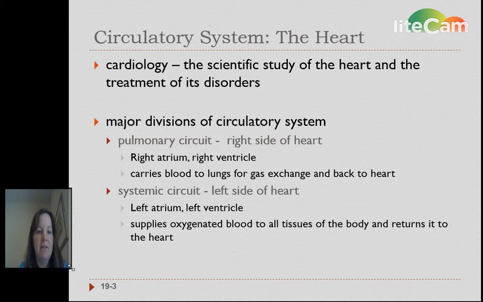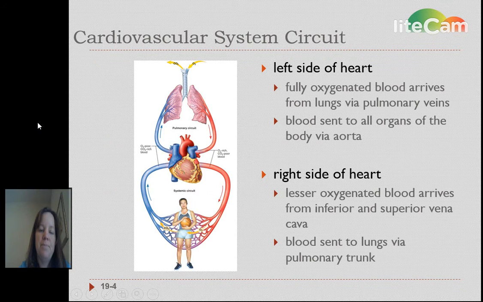Cardiology is the study of the heart. And when we look at the circulatory system, we can break it down into two big divisions. You've got the pulmonary circuit and the systemic circuit. So the pulmonary circuit is the one bringing blood to the lungs, and that's where the blood will become oxygenated. And then the systemic circuit takes that oxygenated blood and delivers it to all the tissues in the body.